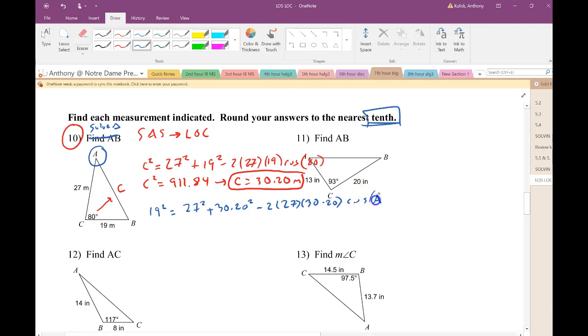So I need to start by getting the cosine of A by itself. So I'm going to subtract the 27 squared and the 30.2 squared from both sides.